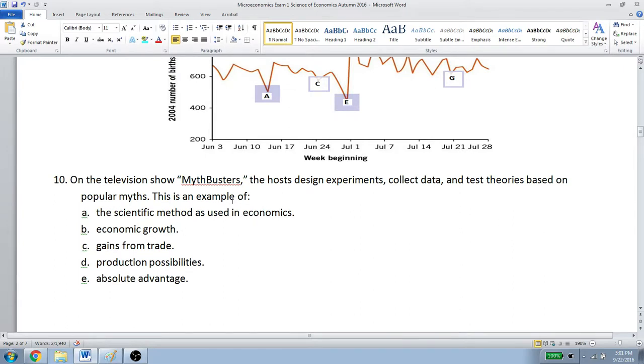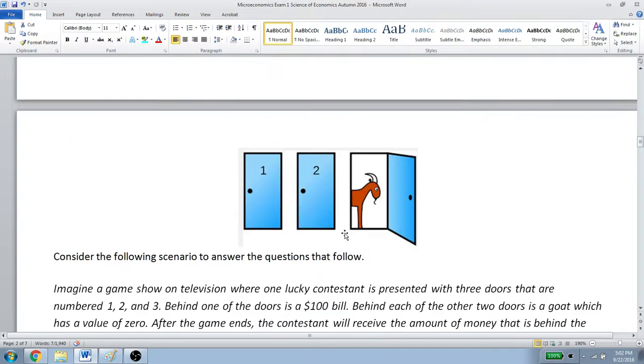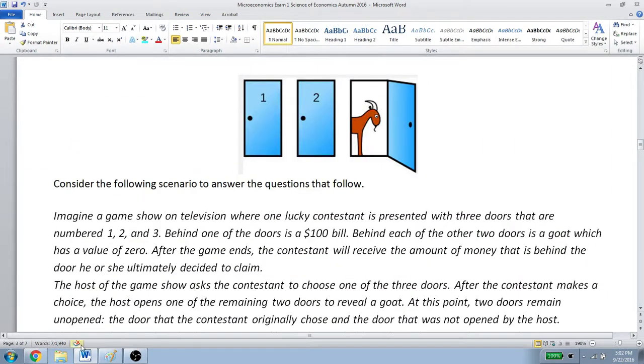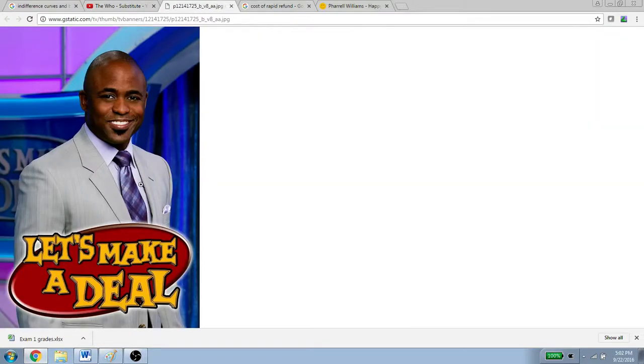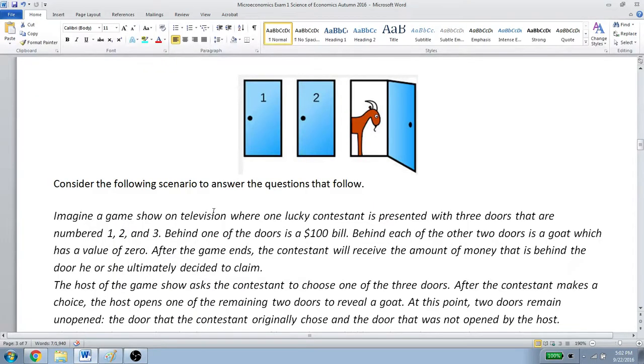Number 10. On the television show Mythbusters, the hosts design experiments, collect data, and test theories based on popular myths. This is an example of the scientific method, just like we use in economics. Okay, now we get into the Monty Hall problem. Here, I think I got a little Monty Hall action going here. There he is. Well, that's not Monty Hall, but Let's Make a Deal, the modern version of it. We'll see what that has to do with it.